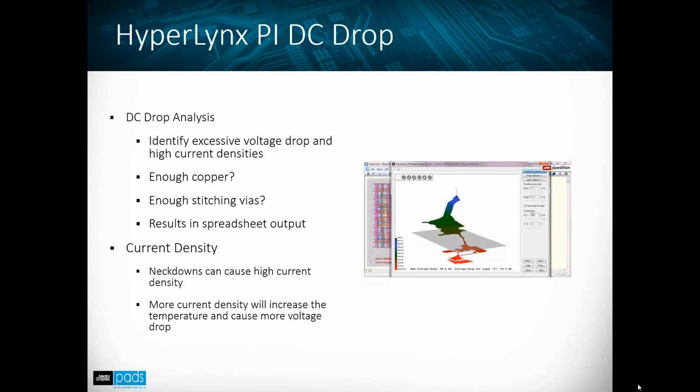DC Drop just allows us to see if we have enough copper and if we have enough stitching vias. What's nice about the actual results is they come in a spreadsheet or an HTML report that is very quick to send off to the design review team to help them understand what issues you might be having.